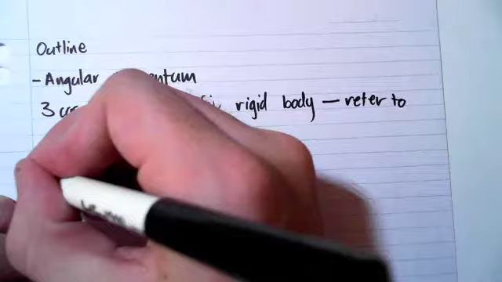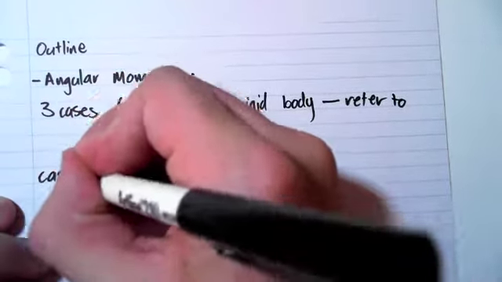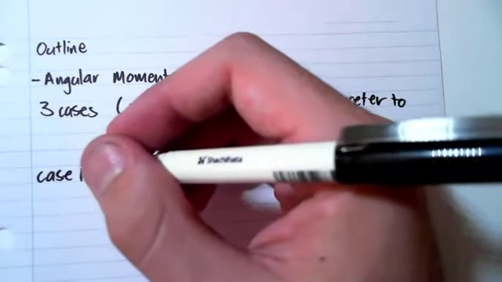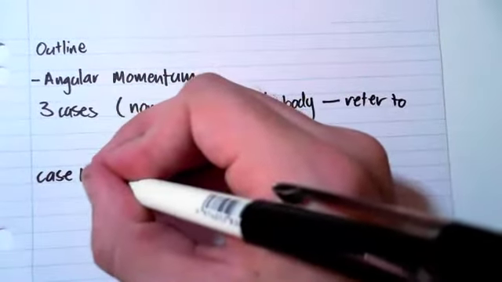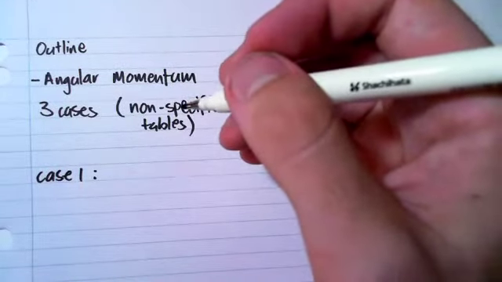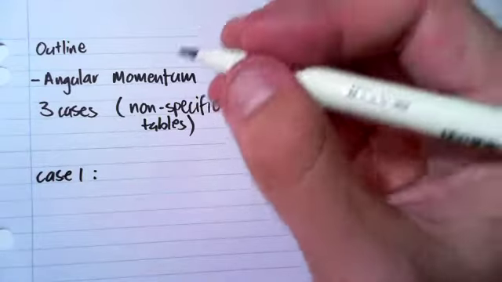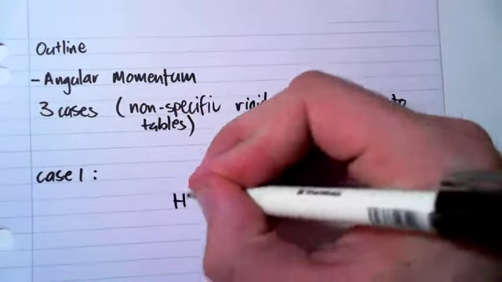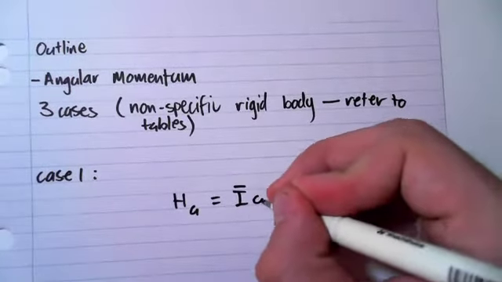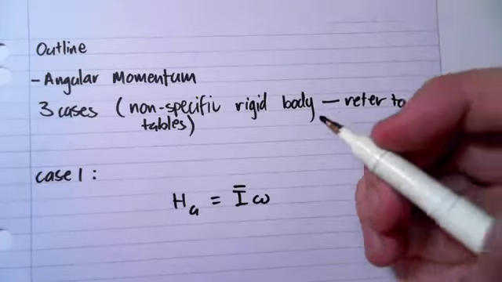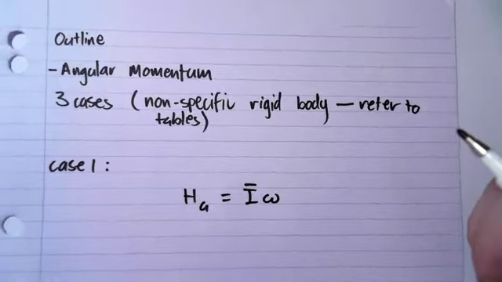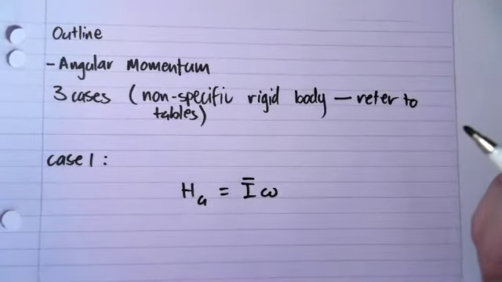Okay, so the first case is where the rotation only occurs about the center of mass, which is also the center of rotation. That is represented by the angular momentum equals I bar multiplied by omega, where I bar is the mass moment of inertia of the object, which depends on what kind of object it is, but it's a constant value.